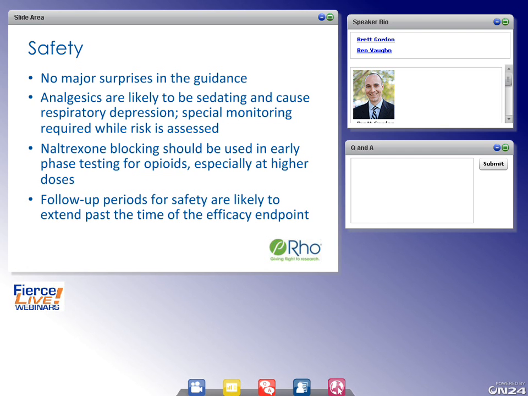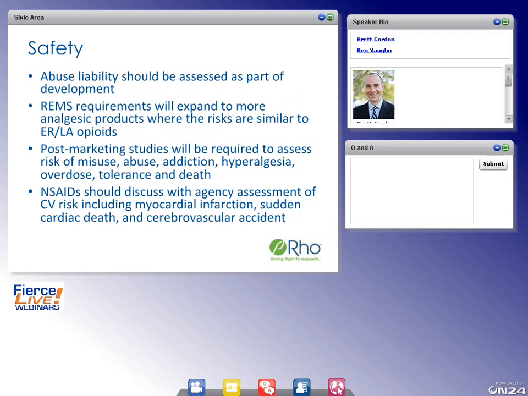Nearly all analgesic products are going to have some abuse liability. You need to plan for this early in your development.